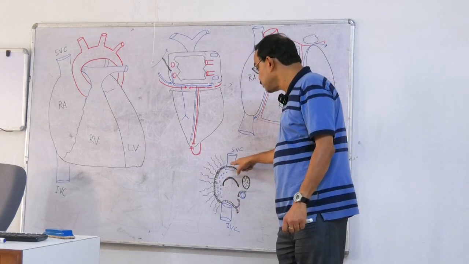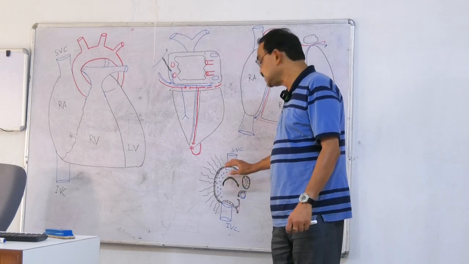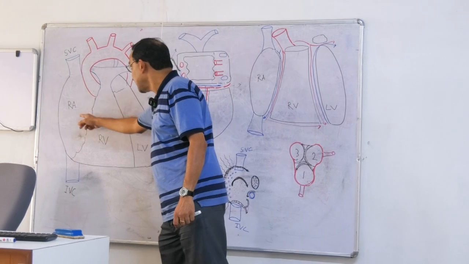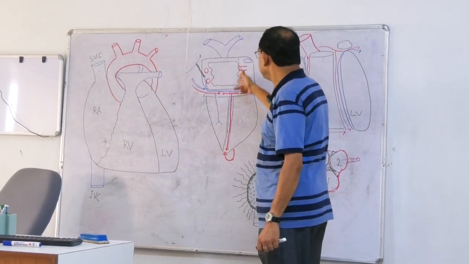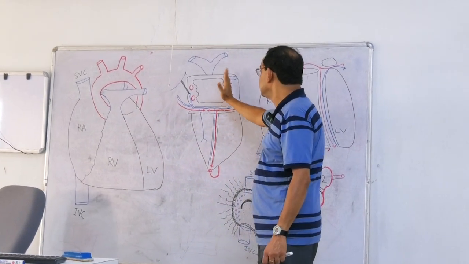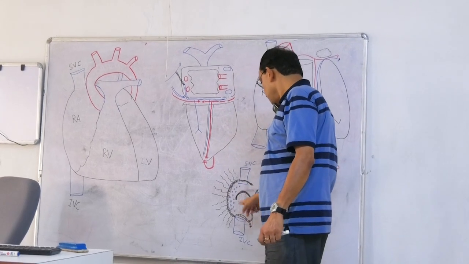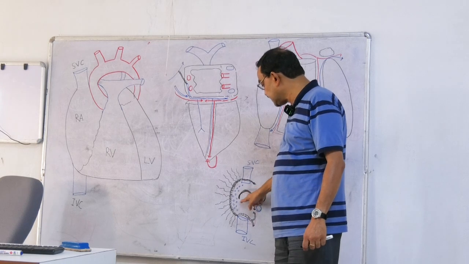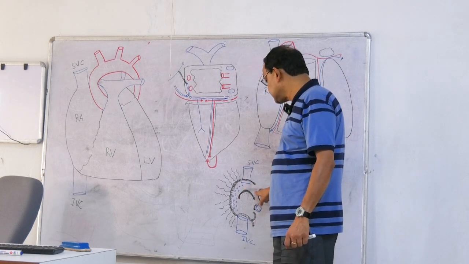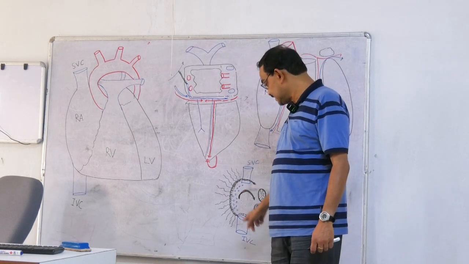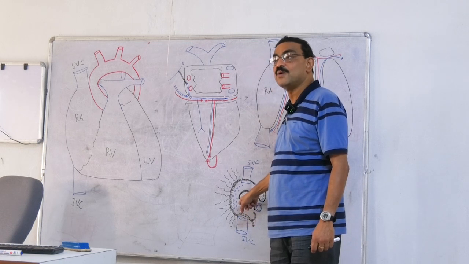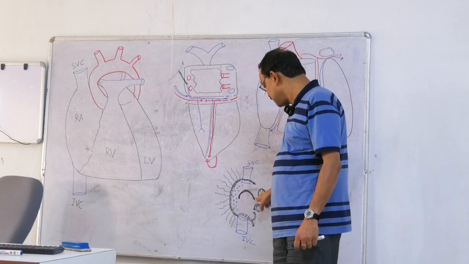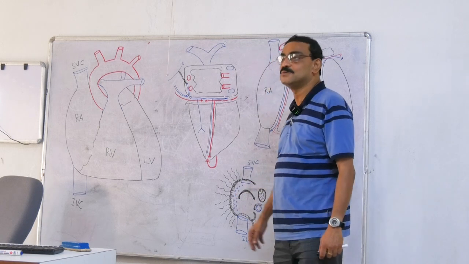This is the smooth part, which is in contact with the right atrium and the right ventricle. This is the area. So, at the septal area, we can find one depression and one elevation. This depression is called the fossa ovalis, and the elevation just above is called the limbus fossa ovalis.